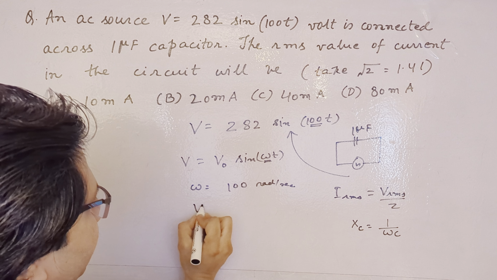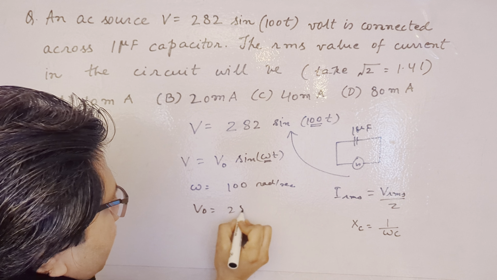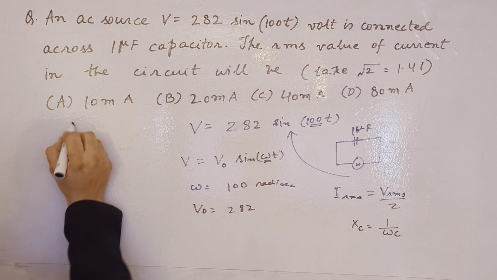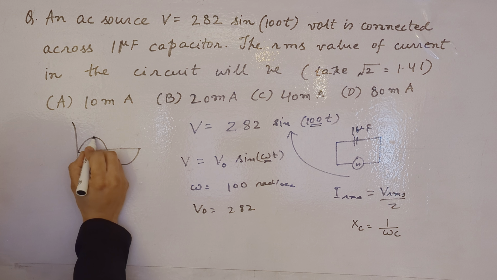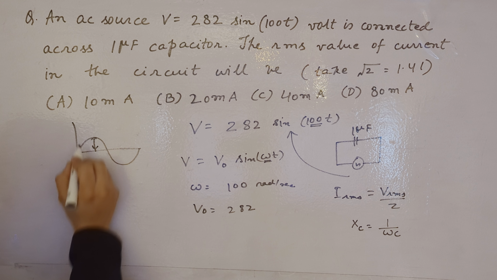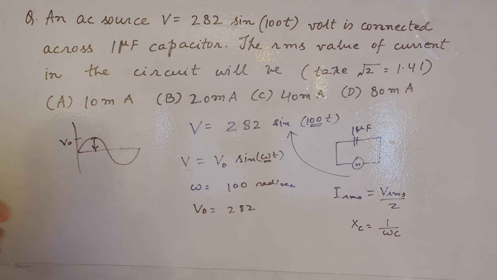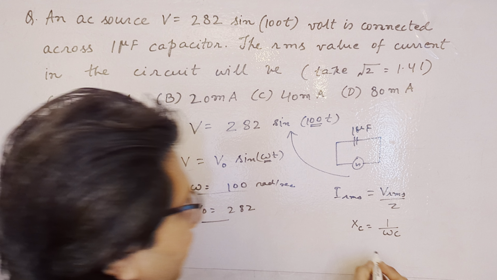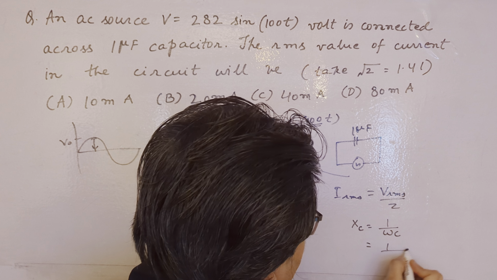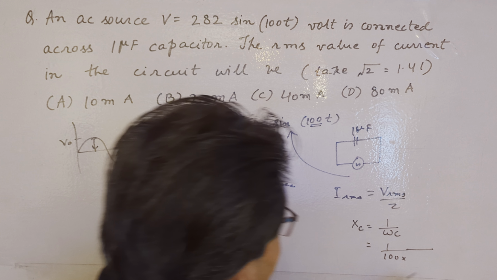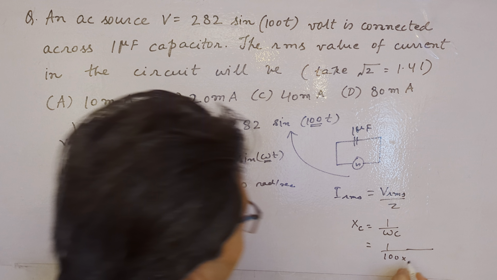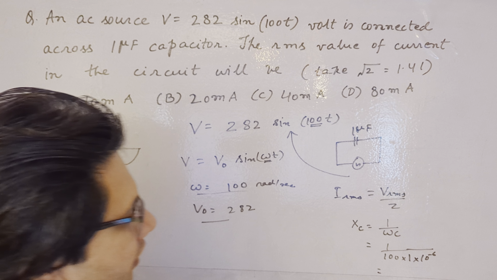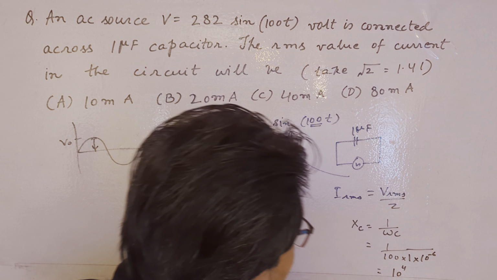And V naught is the maximum amplitude. So the maximum amplitude of the waveform is 282. Suppose this is the waveform, this is the maximum amplitude, the V naught value. So V naught is known, omega is known. We can put the value of omega here. So omega is 100, so 1 upon 100 multiplied by C. The value of C is given as 1 microfarad, which means 1 into 10 to the power minus 6. After solving this, it comes out to be 10 raised to the power 4.